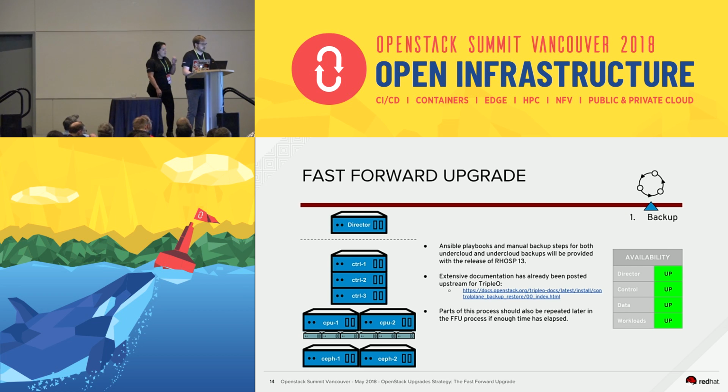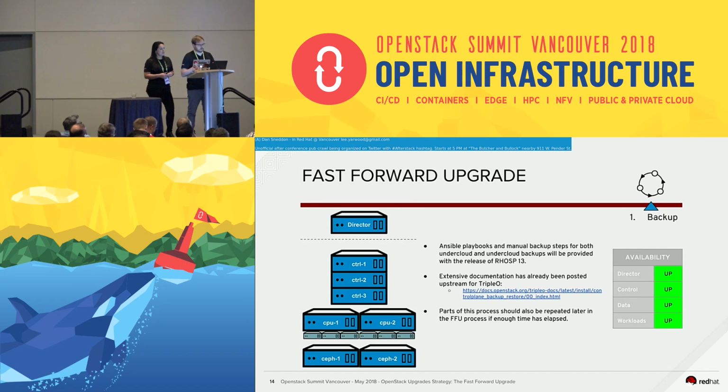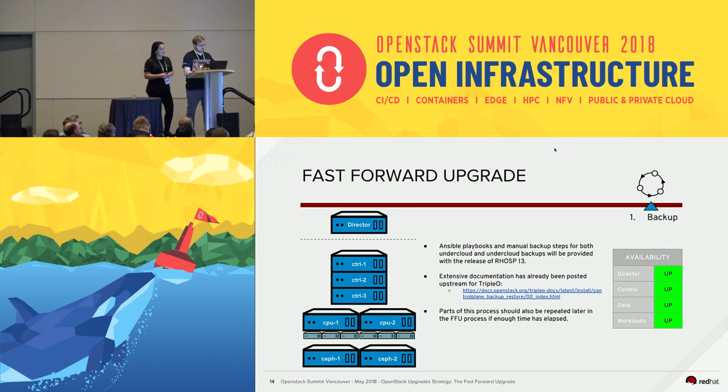Another thing to highlight on this slide is the availability table on the right-hand side. This is referring to the director's or undercloud's ability to fully manage the overcloud at any one time, the control plane, if that's up, down, inaccessible, etc. The data plane, so your L2, L3 networks, access to storage, to block storage, etc. And finally, workloads if they're up and running.